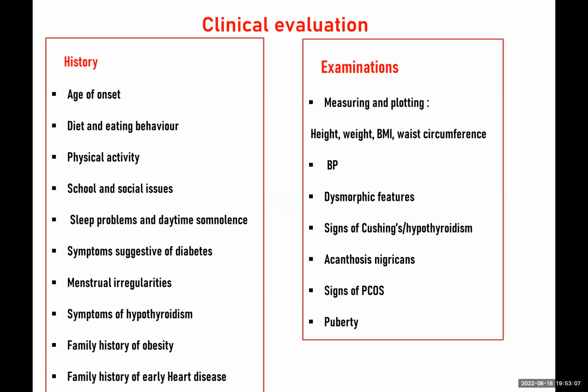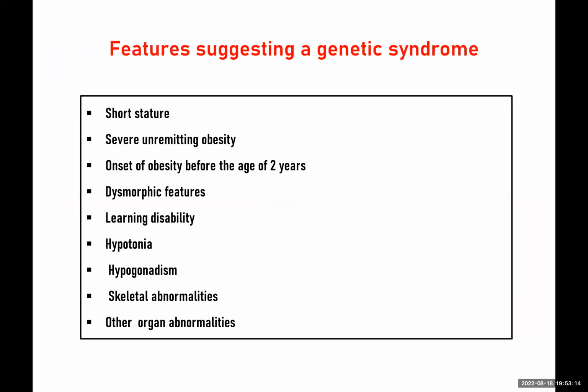For sure, you look at the musculoskeletal examination for any deformities. This is the important point in examination. So there are certain features that suggest a genetic syndrome or a pathological issue. If the child is short, having severe unremitting obesity, and his obesity started very early, before 2 years of age, he's having some dysmorphic features, he's having learning disability, or more than that, hypotonia, hypogonadism, skeletal abnormalities, other organ abnormalities, this can give you a clue. This child is not having just exogenous obesity, he's having pathological problems, and you need to look for the cause.